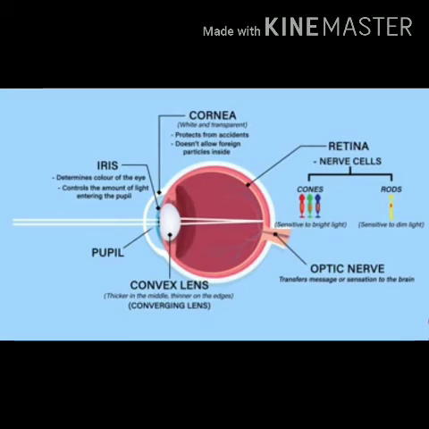When you observe the model carefully, you will find the front part of the eye is called the cornea. This cornea is the transparent part which we are able to see from outside, and the light coming from an object enters the eye through this cornea. The main function of the cornea is to protect the eye from accident, as it is a tough part, and it also doesn't allow foreign particles to get inside.